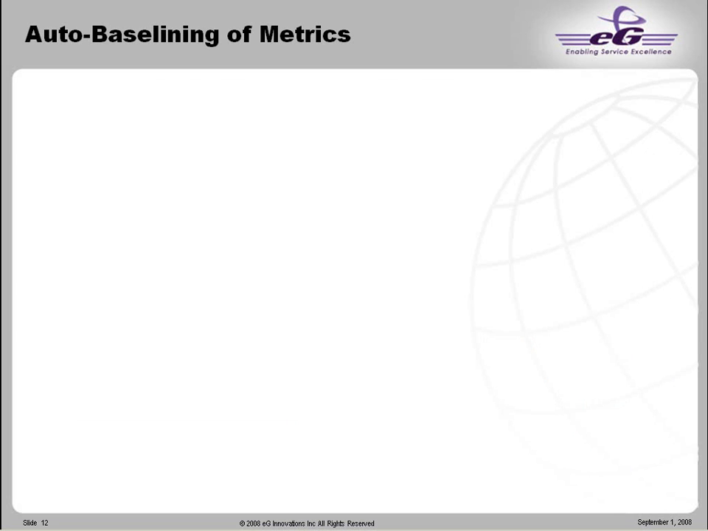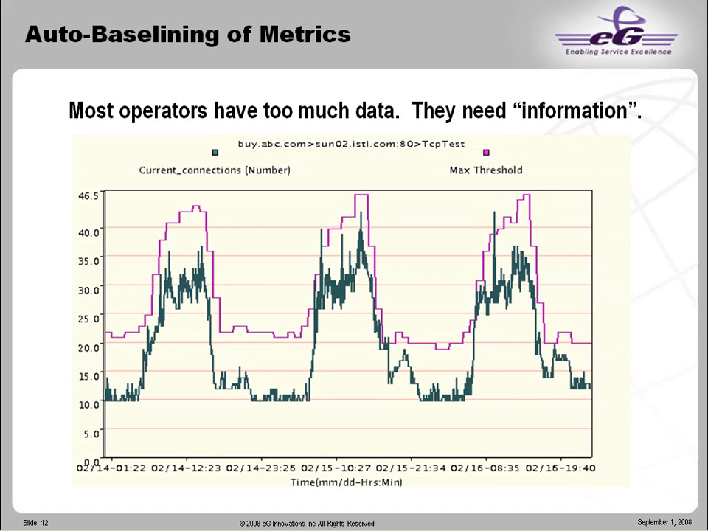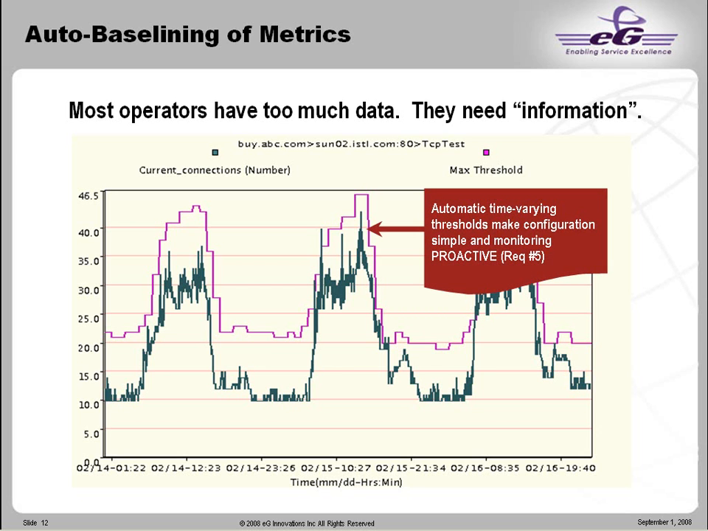EG Enterprise supports auto-baselining of metrics. Today, most operators have too much data. In a virtual desktop environment, with 30-plus desktops per ESX server, an operator could easily be collecting thousands of metrics for each ESX server. What operators need is information. Automatic time-varying thresholds provide administrators with the norms of their networks, servers, and applications. Any deviation from the norms is flagged by the monitoring system as proactive alerts.